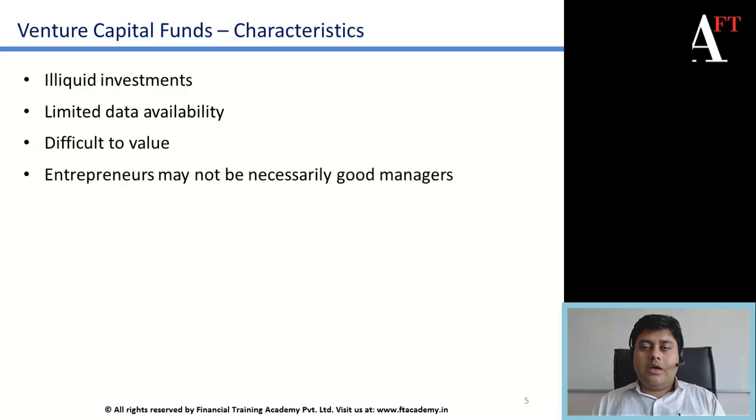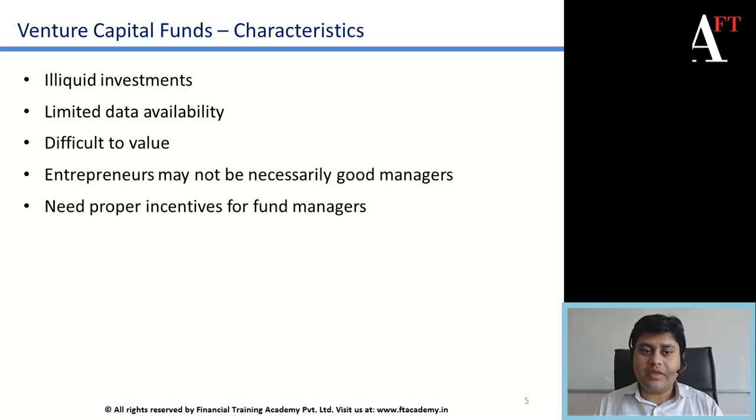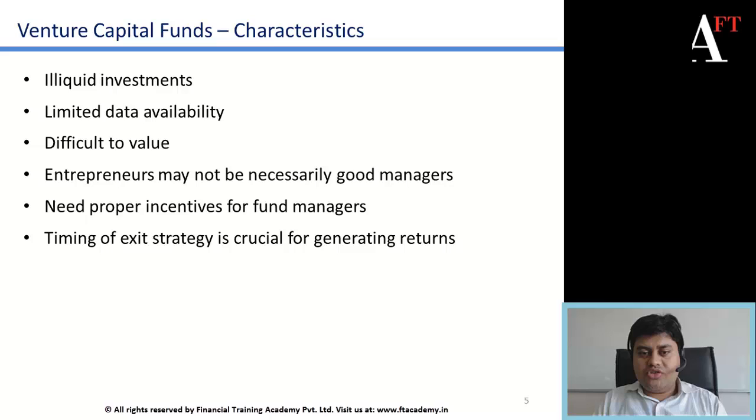Here the entrepreneurs may not necessarily be good managers. The entrepreneurs may have a sound business idea and maybe have some initial amount of funds, but they may not necessarily be good managers, in the sense of developing a management team for growing a business to a certain level. So this is a challenge faced by VC funds for some companies which are in the early stage. Further, the VC fund managers need proper incentives, since there is an element of hands-on involvement in the management of the businesses of the target companies or the investee companies. They will need proper incentive funds also. And in this case, the timing of the exit strategy of the VC fund is extremely crucial for generating the returns for the fund investors. These exit strategies can result in a huge return or can result in a loss or a very minimal return also. So the timing has to be absolutely spot on for the VC funds to make handsome returns.